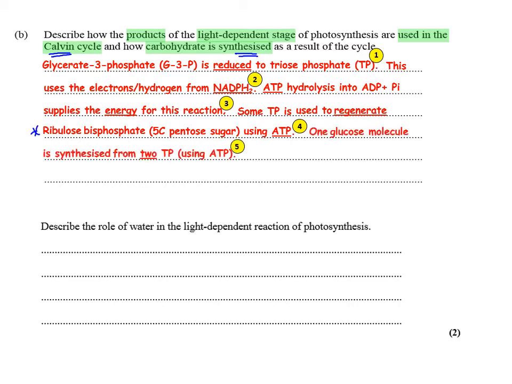Now we also know that triose phosphate is used in order to make glucose, and we know it's one glucose molecule being made from every 2 triose phosphate molecules, and that also consumes some ATP. So not only is triose phosphate needed to regenerate the ribulose bisphosphate, it's also being used, 2 of them, to make one glucose molecule. Now we know in plants, because plants can't take in ready-made organic material, they have to make all their own complex organic material from scratch.